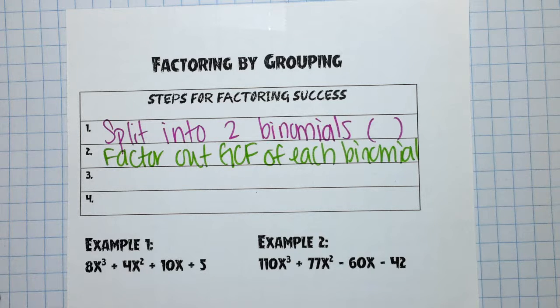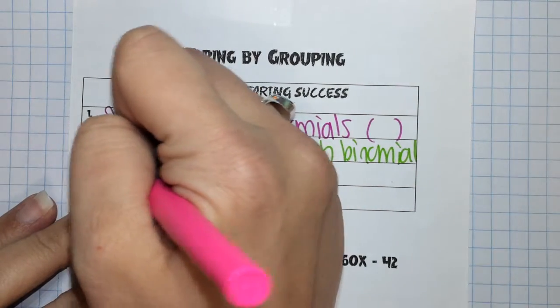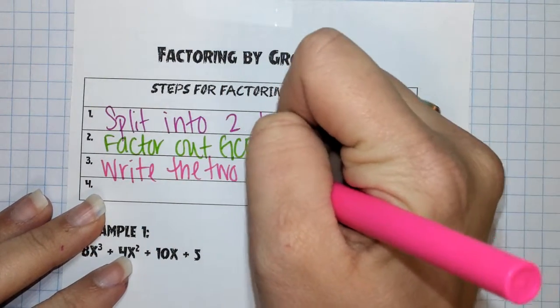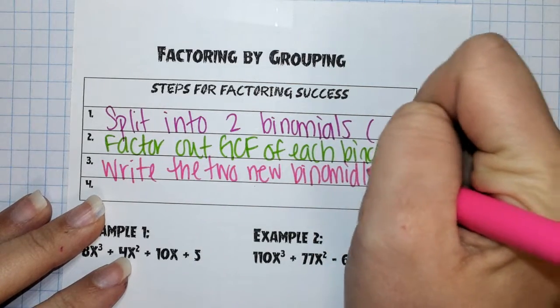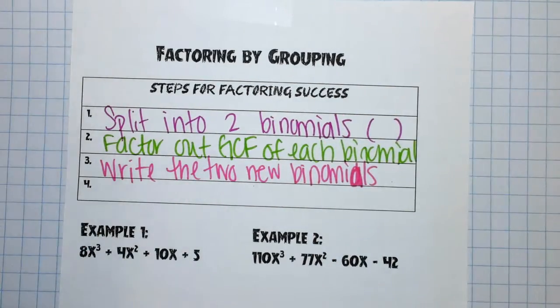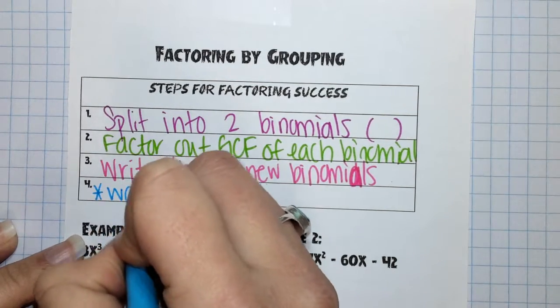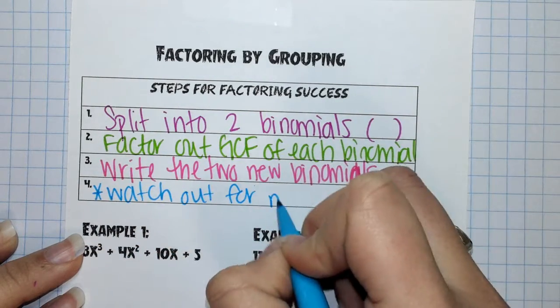GCF is the biggest number that divides and then the smallest exponent. And the third step, write the 2 new binomials. The last thing you have to watch out for, the negatives.